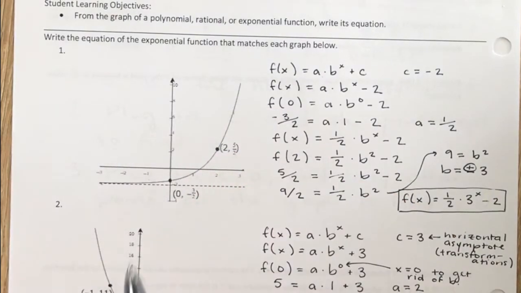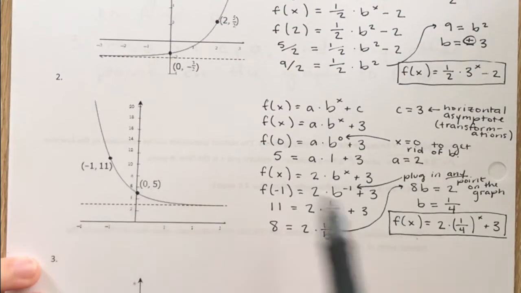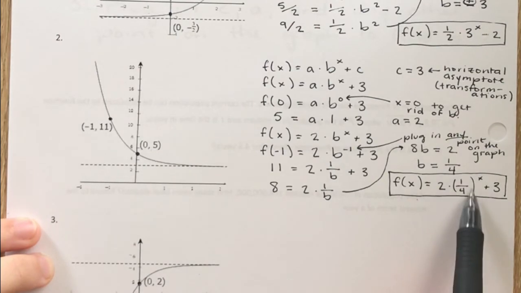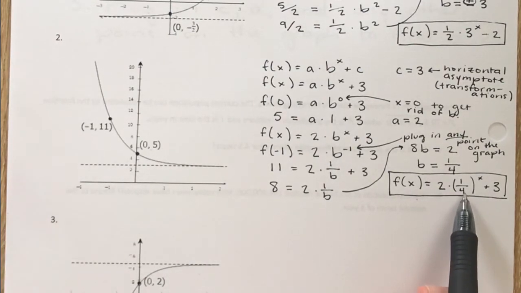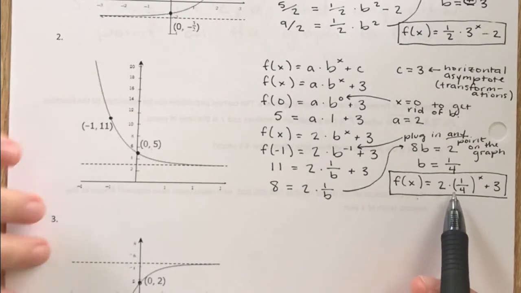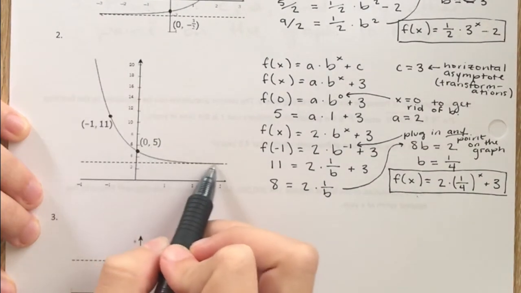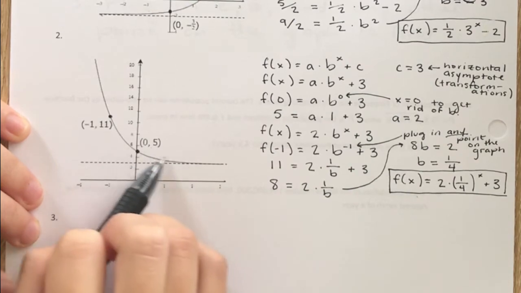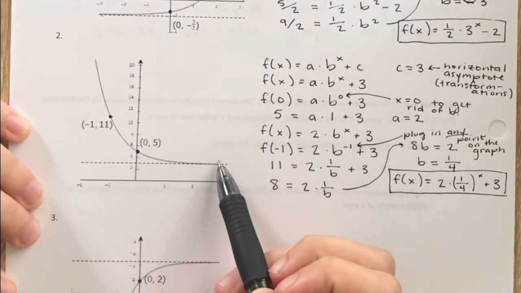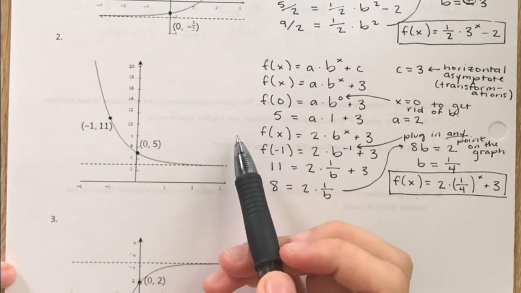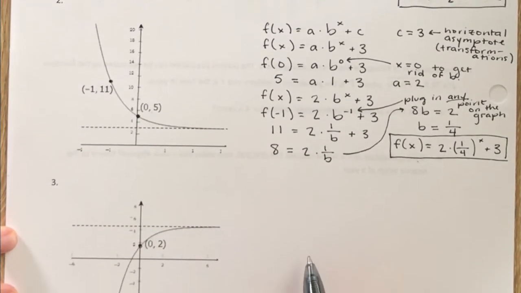For number 2, our base here is between 0 and 1. It's still positive, but it's less than 1. This one is getting smaller as the x values get larger. So we have these two different types of exponential functions. All right, let's look at 3.